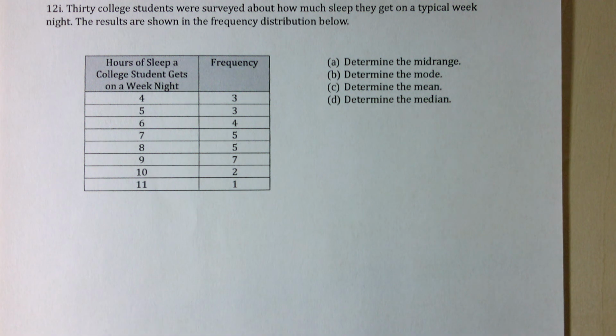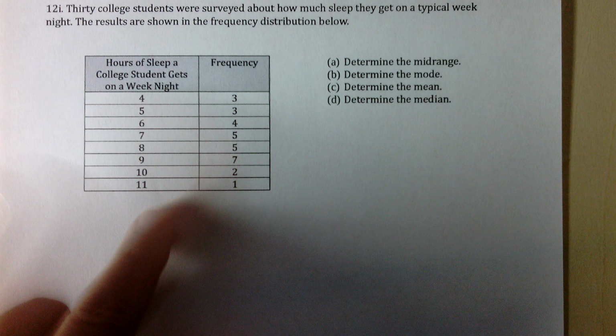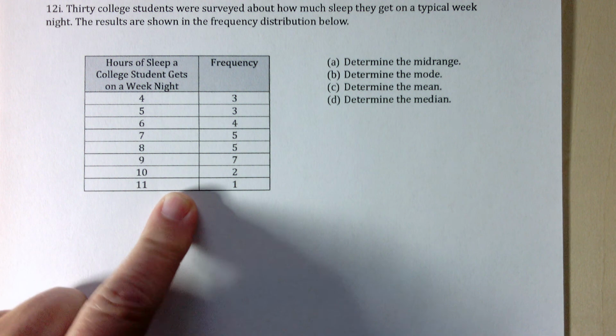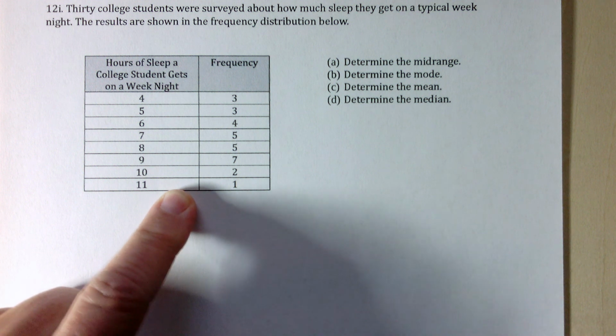Okay, Math 128, this is question 12 on the practice final. This is basically just calculating your basic measures of central tendency. So it gives you a data set. I'll explain how this is organized. It's asking you to do something maybe a little more interesting than just straight out calculating the mid-range, mode, mean, and median, that kind of thing.